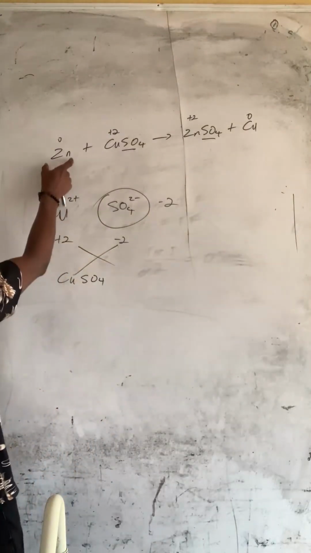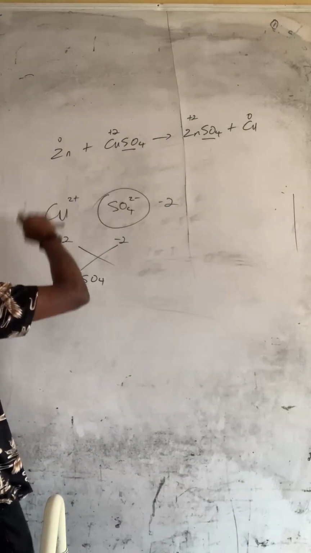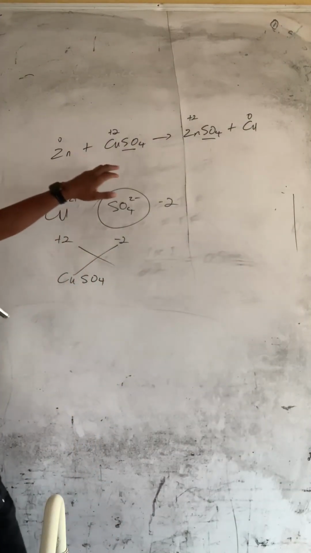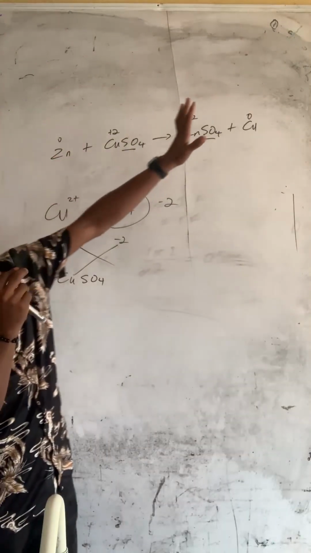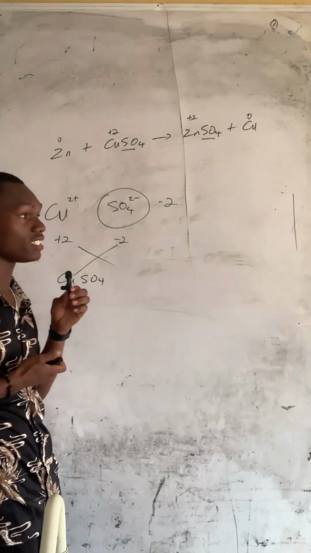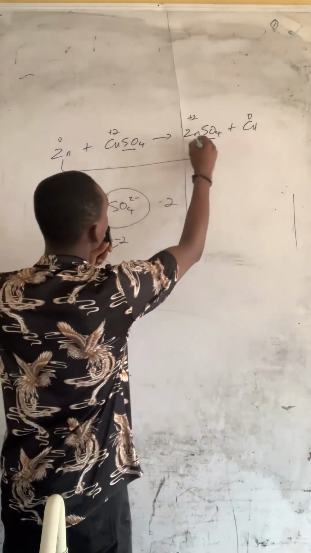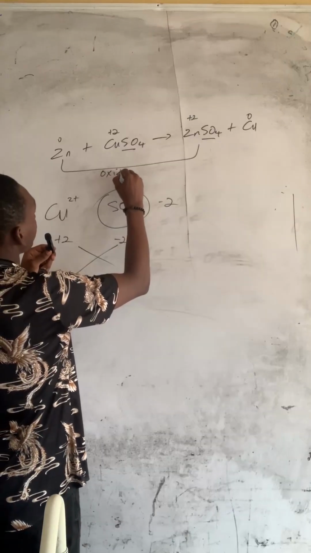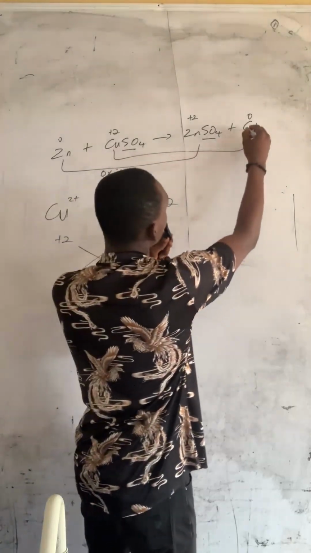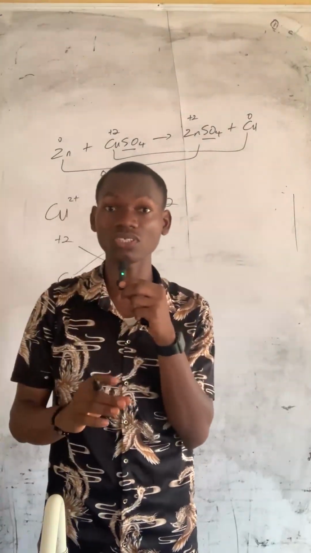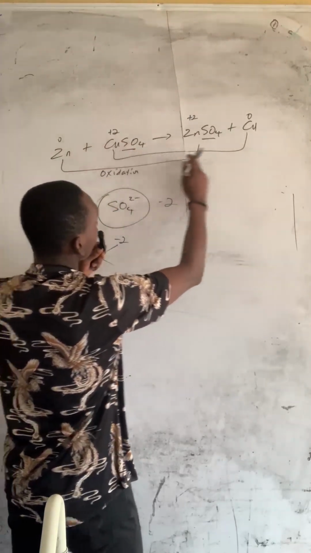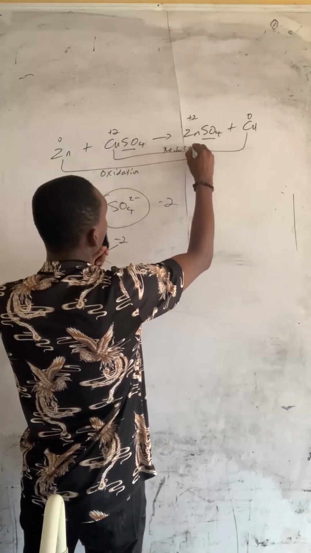Now let's analyze zinc. This is the reactant side and this is the product side. From oxidation number 0 to +2, is zinc increasing in oxidation number or reducing? Definitely zinc is increasing its oxidation number, and we say an increase in oxidation number is called oxidation. For copper, from +2 to 0, you find that the oxidation number is reducing, so this equation is known as the reduction equation.